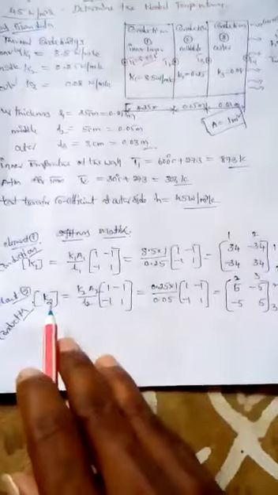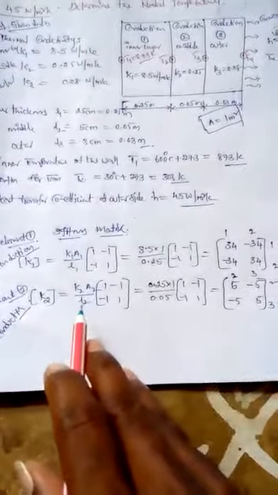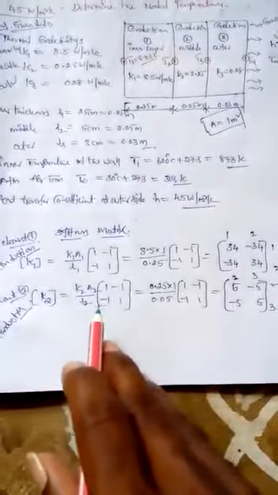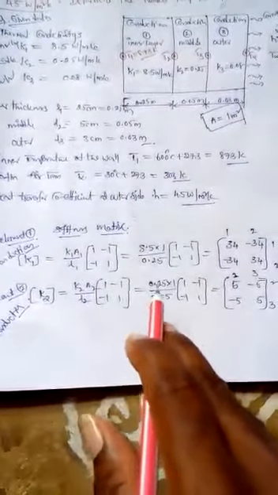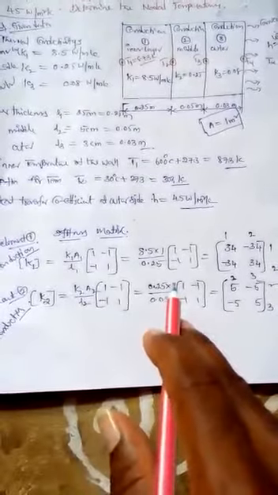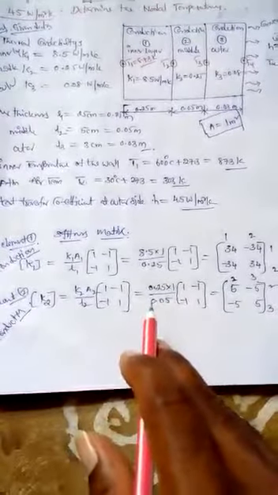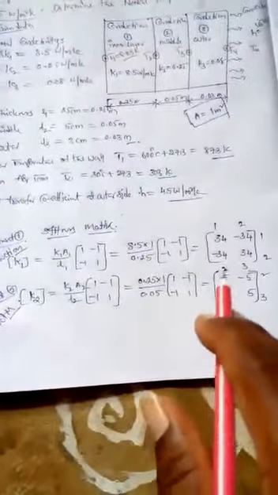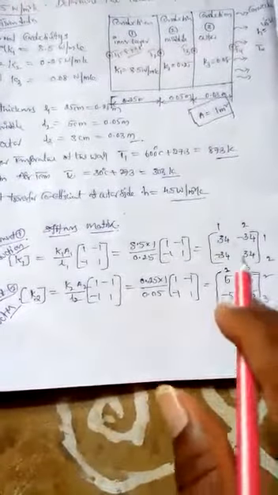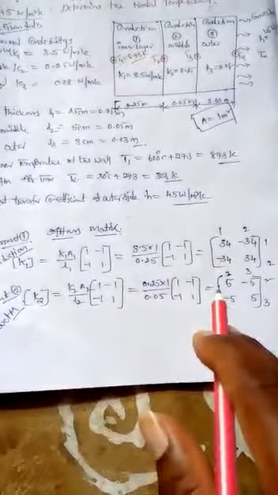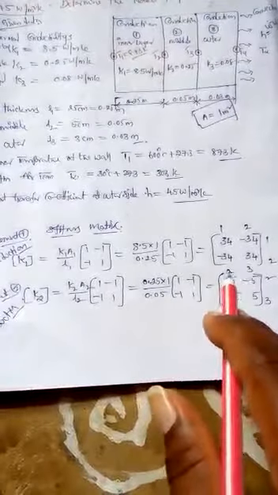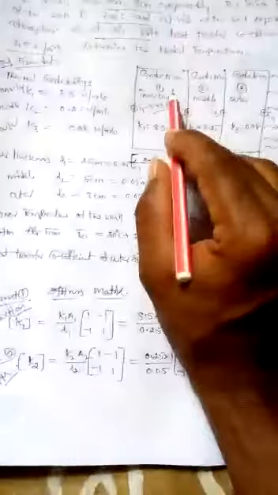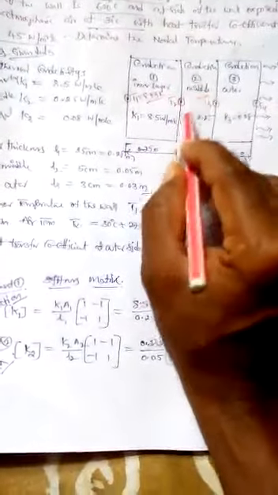Next, element 2 stiffness matrix is K2 A2 divided by L2 times [1 minus 1; minus 1 1]. K2 equal to 0.25 into area equal to 1. Area is 1 meter square, assuming. Next, divided by L2 equal to 0.05 times [1 minus 1; minus 1 1], that equal to [5 minus 5; minus 5 5]. This is the element stiffness matrix for element 2. Node 2, node 3. Element 1 has node 1, node 2, element 2 has node 2, node 3, element 3 has node 3, node 4.